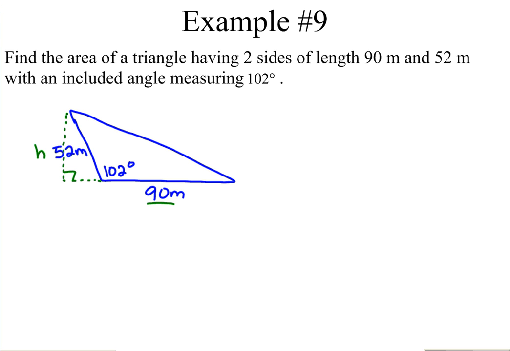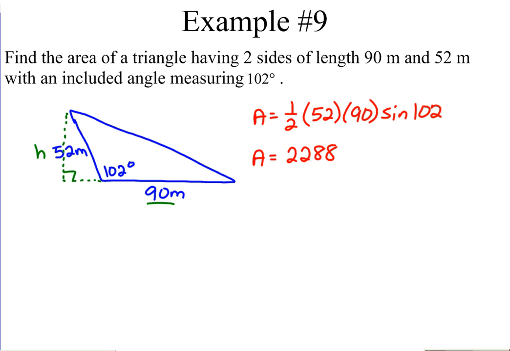Since we are given two sides and the included angle, though, we can go right to our formula. Area equals 1/2 the two sides that we are given, 52 and 90, times the sine of the included angle, which is 102. Simply plug all that into your calculator, and we get an area of 2,288.87 square meters.